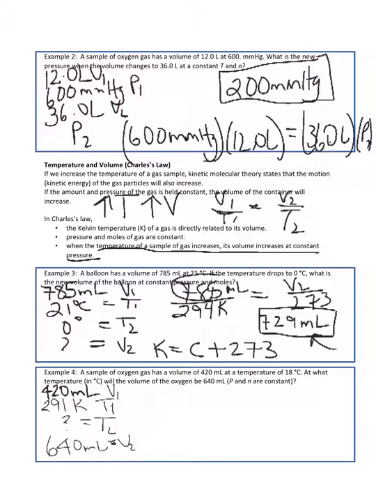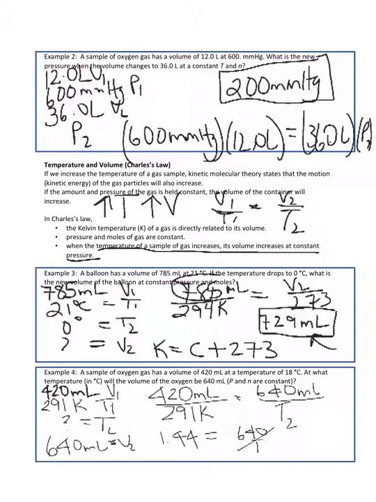So let's put this into our equation. We have 420 milliliters divided by 291 K equals 640 milliliters divided by T2. Let's solve our equation. 420 divided by 291 gives us 1.44 on the left. 1.44 equals 640 divided by T2.